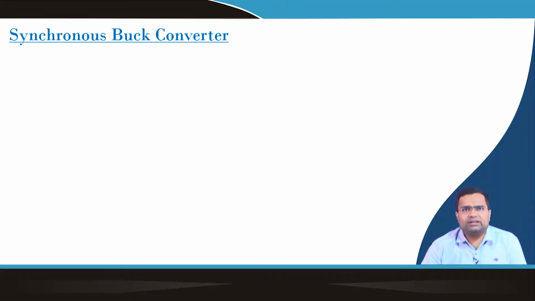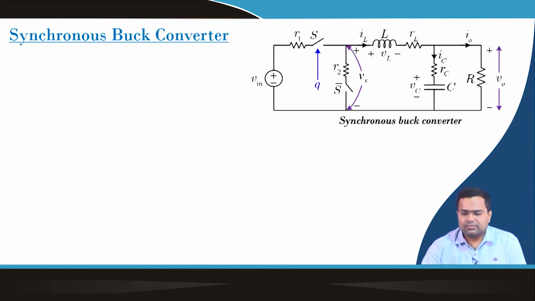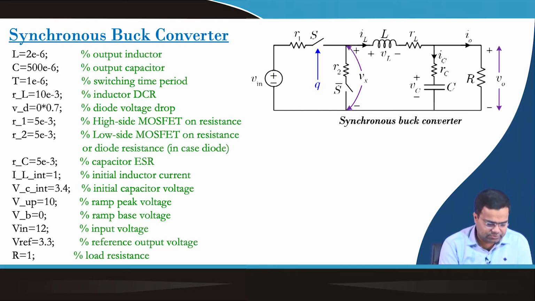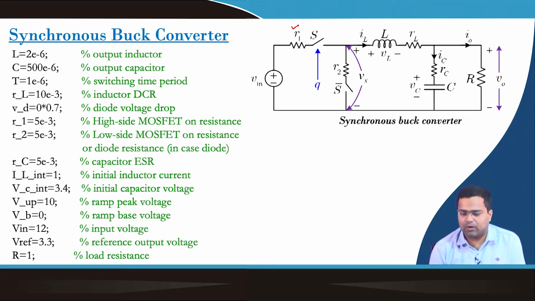So, if we consider a synchronous buck converter, which we have already discussed, that means if we take a realistic circuit which includes the on time of the switch S1, the main switch, then the on time of S bar, that is the complementary switch, and this Vx is the switch node voltage terminal.